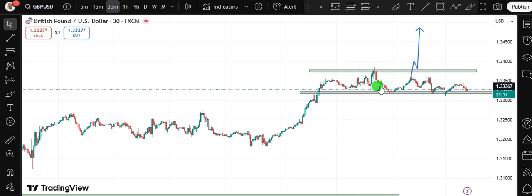Actually, there was a minor breakout last week which I actually went long on. I think it was somewhere around here when it broke. But then there was a retracement back into the zone which took me out of the market. Anyway, that's normal.